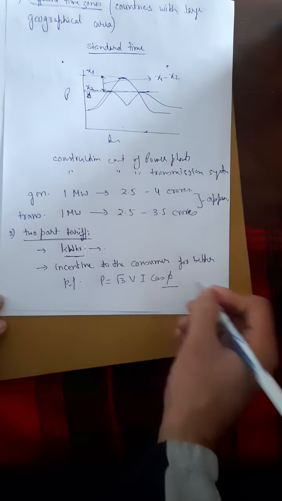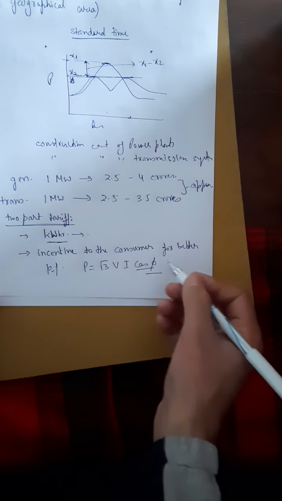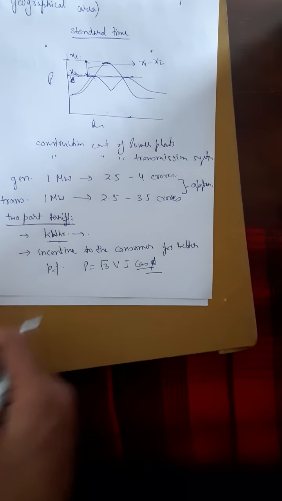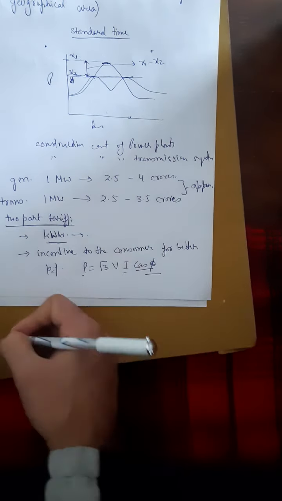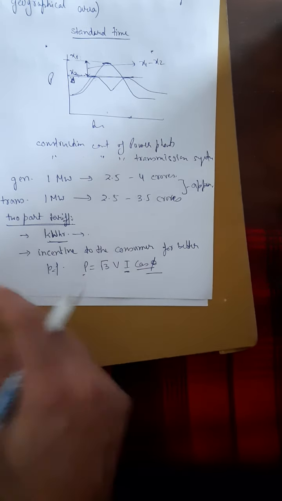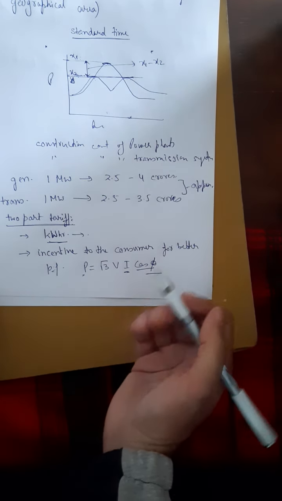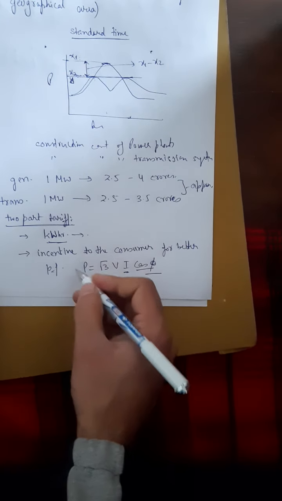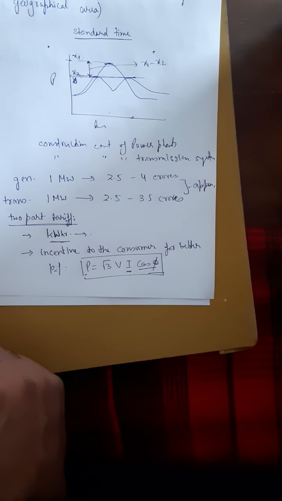What is this cos phi? It is nothing but power factor. So if a consumer installs a power factor correction device at his terminal, what will happen? The power which he is consuming, he is consuming at a lower value of current. If he's consuming this power at a lower value of current, the losses in the system will be reduced. So because of this, for the consumer whose power factor is better, the power quality is improved, because we are reducing the losses in the system.